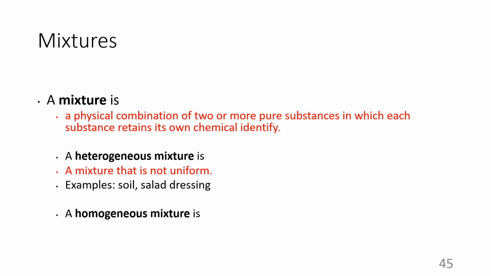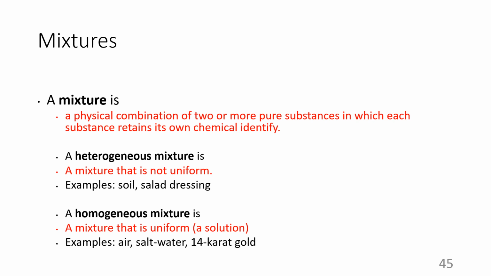being separate. A homogeneous mixture is one that is uniform. A solution, by definition, is a homogeneous mixture. Examples include air, that is a homogeneous mixture of gases; salt water, that's a homogeneous mixture of liquids; and then 14 karat gold is a homogeneous mixture of solids. It has gold, silver, and a little bit of copper.